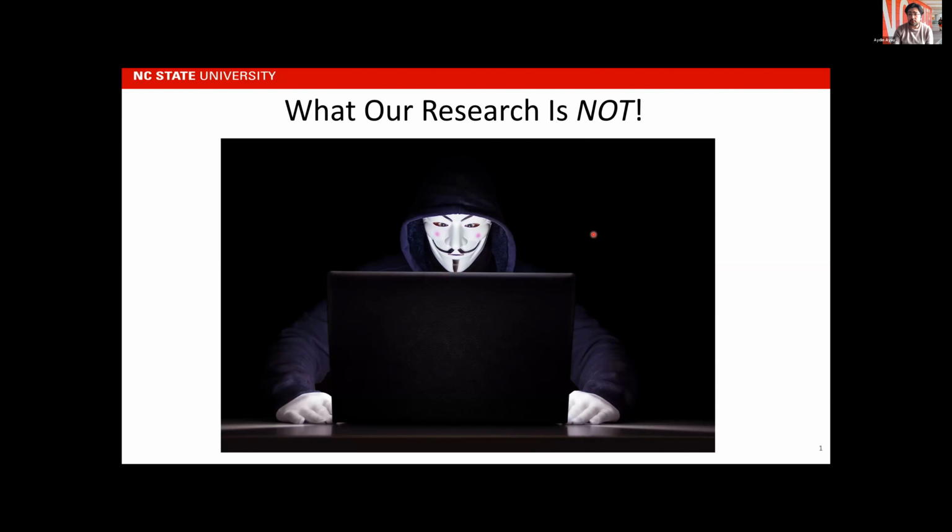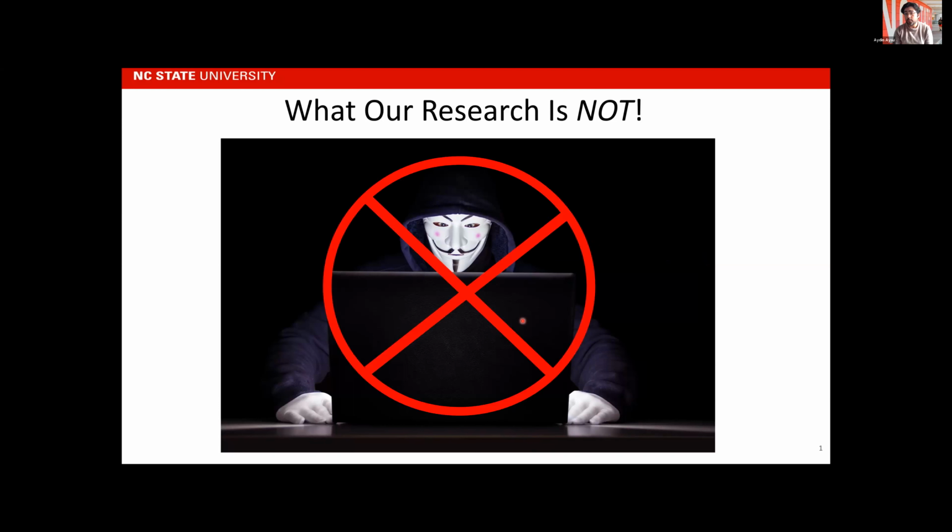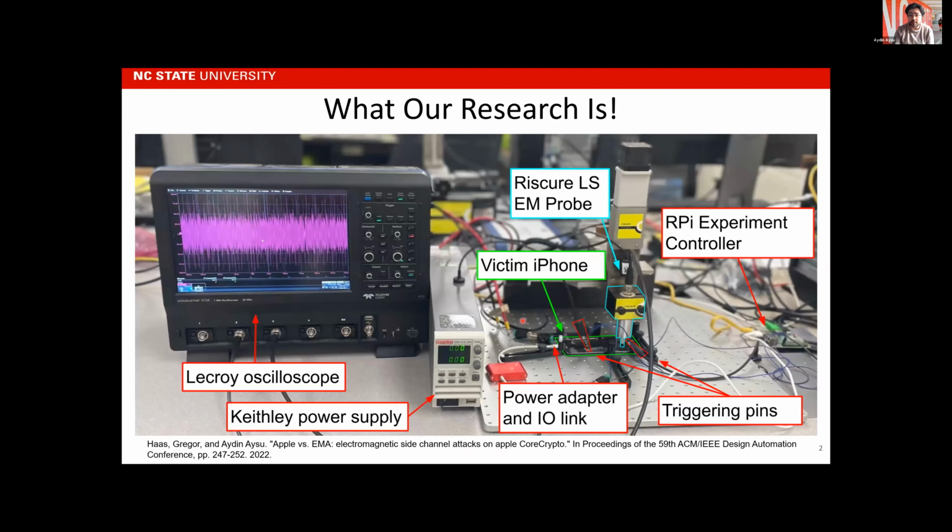It's easier to describe what we do not do. The typical cybersecurity image that comes to people's minds is a college dropout with a hoodie typing code into a terminal real fast to hack a system remotely. This is not what we do. Instead, the kind of research we do is highlighted with this slide.